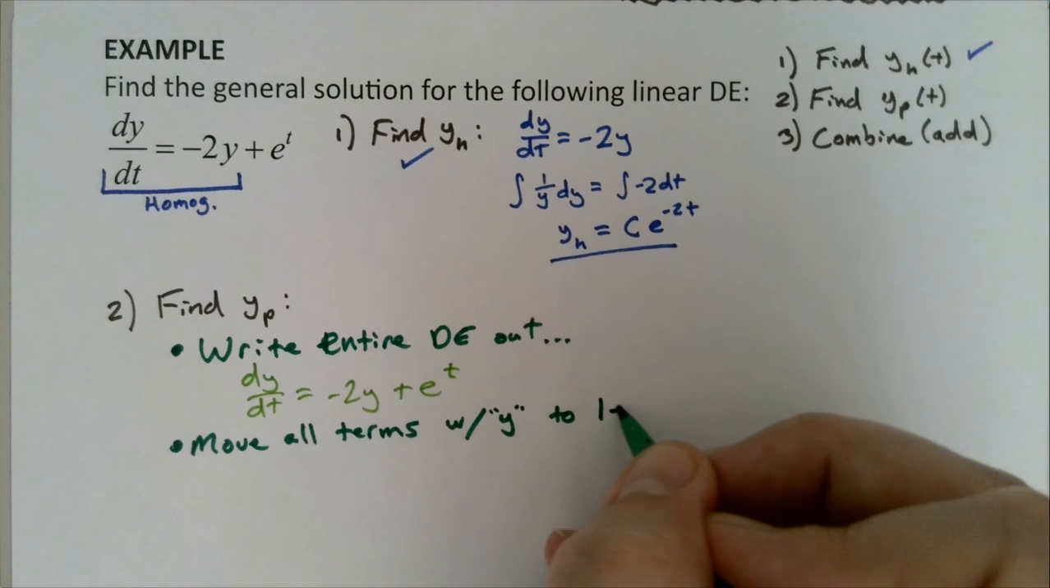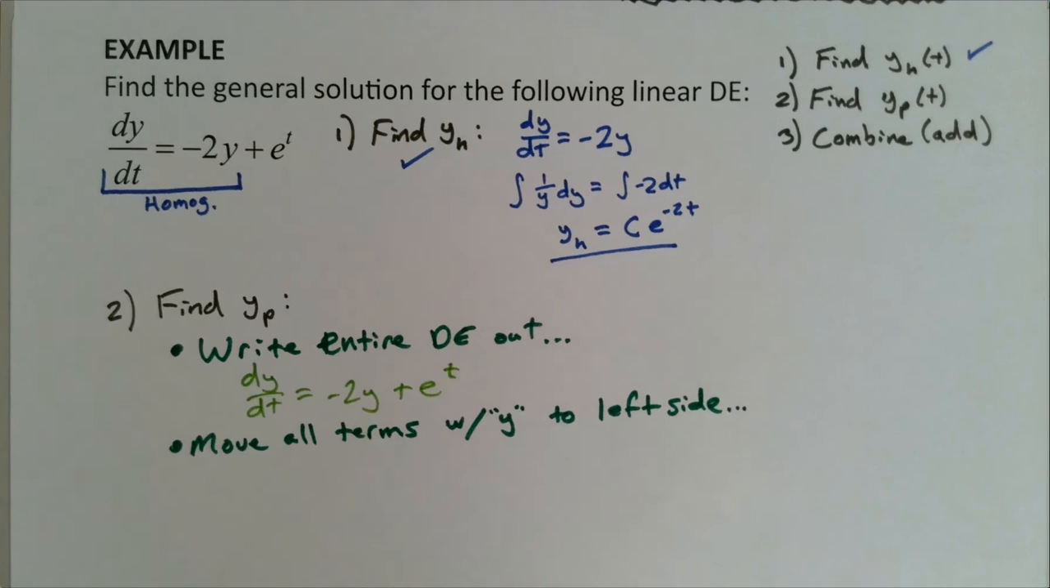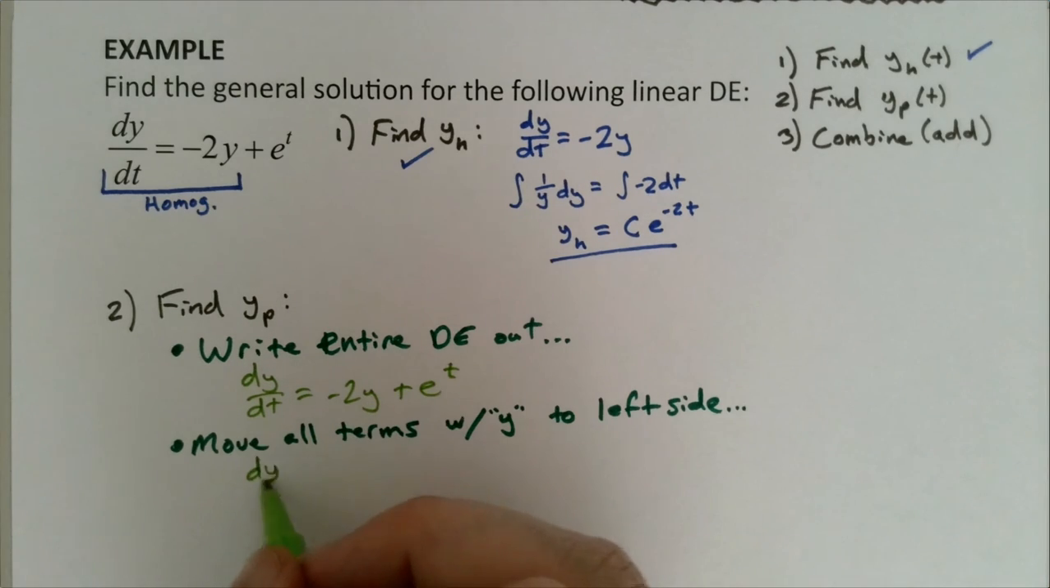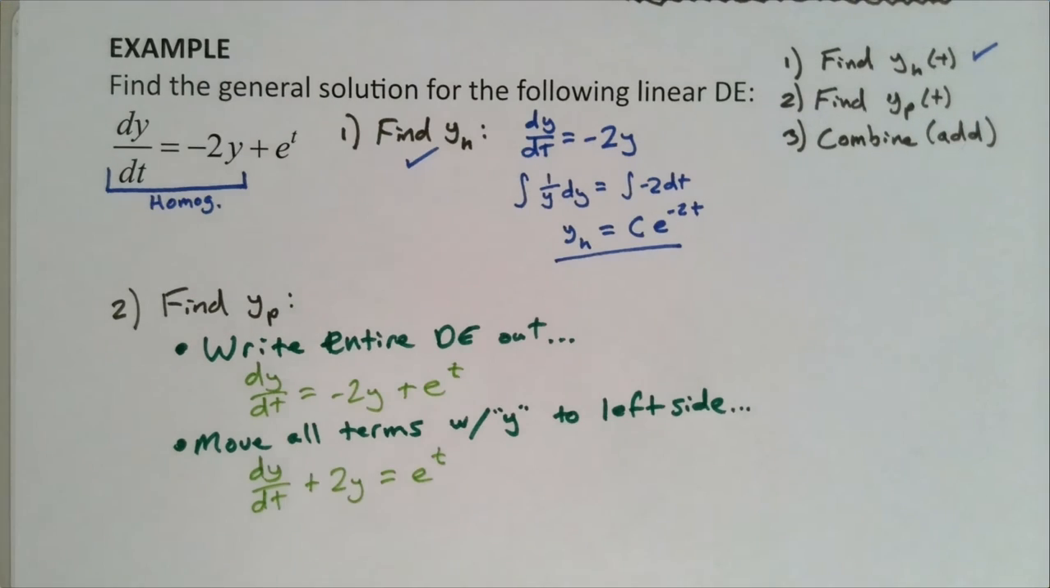And I'm going to move them specifically to the left side. And so that means the e to the t stays there, but this guy's going to move to the other side. So we have dy over dt plus 2y equals e to the t. Okay, so far so good.